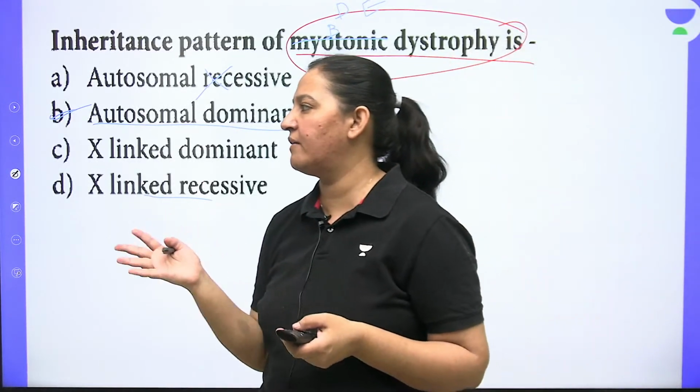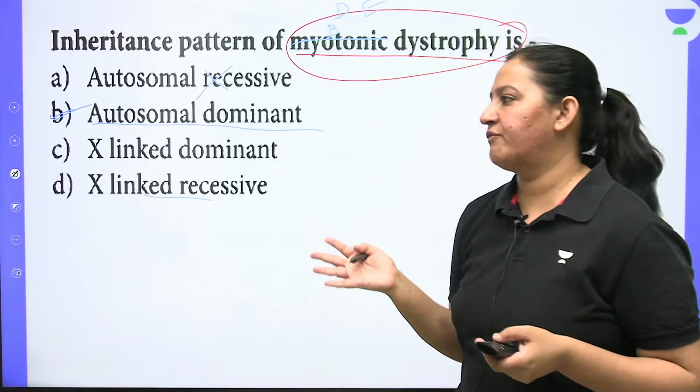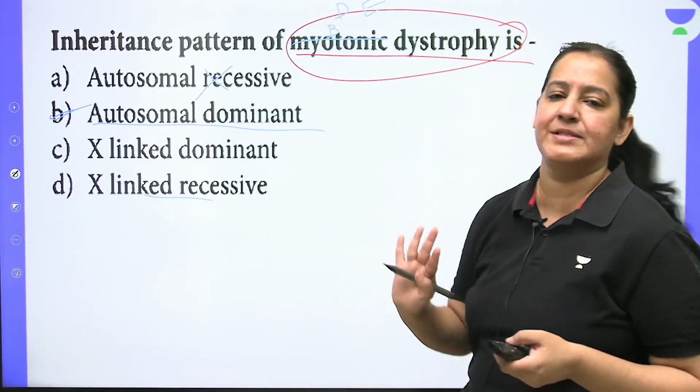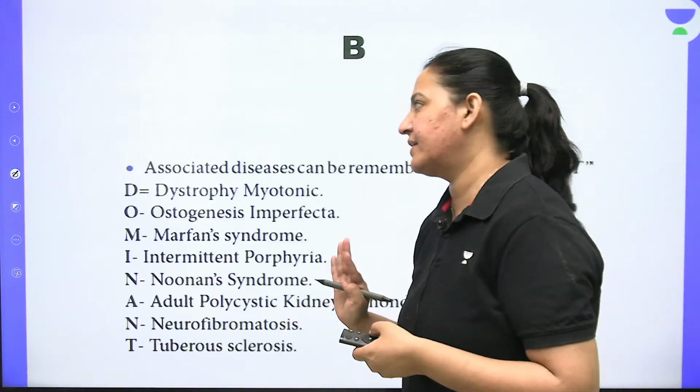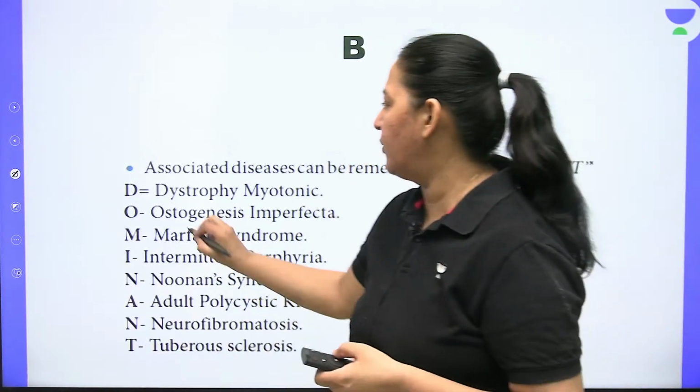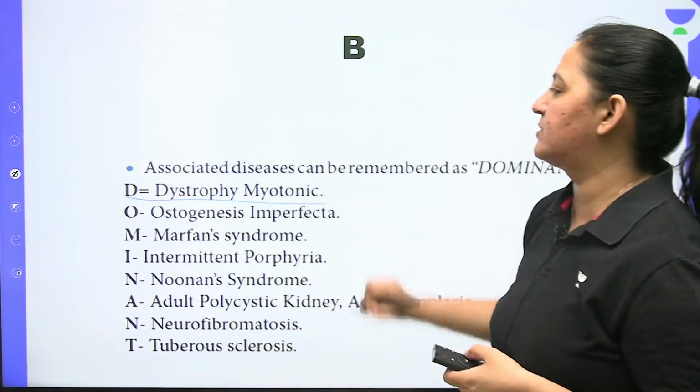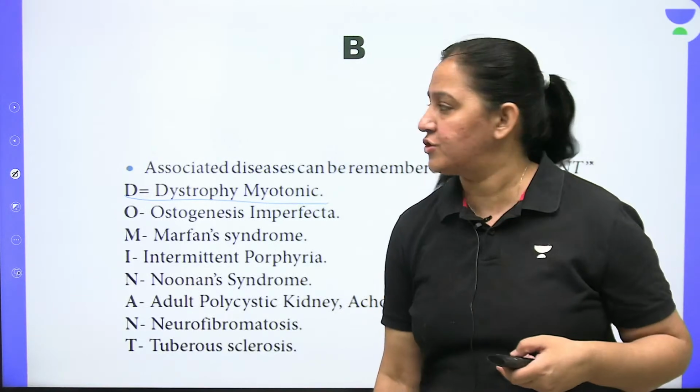So many of you, Osama, Lavanya, Parag, Poonam, Vibhuti, Vijay, very good. The correct answer here is B. You have to apply the mnemonic and see, dominant ka D is dystrophy, the main dystrophy, myotonic dystrophy.